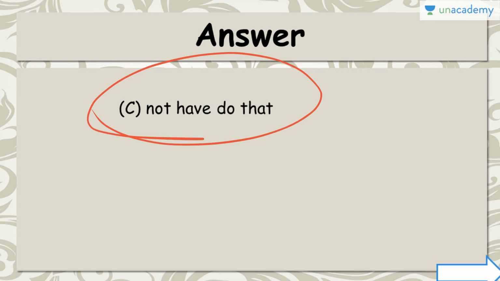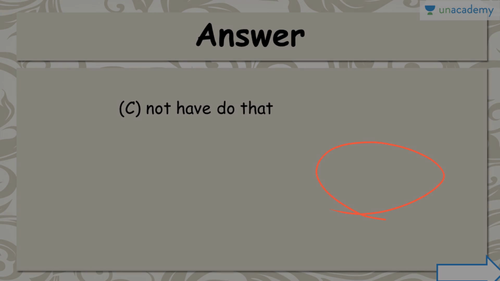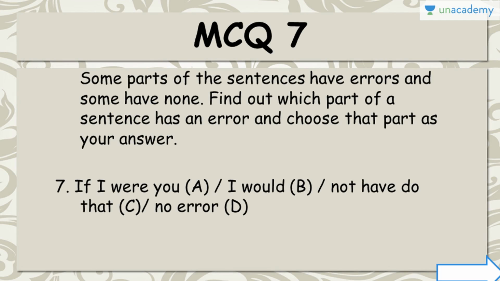I upvoted them because I cannot answer everyone, like it's correct. Because if it would have been wrong, I will point it out. If I have not commented on your answer, then it's fine. It's correct. It's completely correct. It's perfect. So you have to find what can replace, what should be written in the place of "not have do that." So the sentence would have been, "If I were you, I would not have done that."